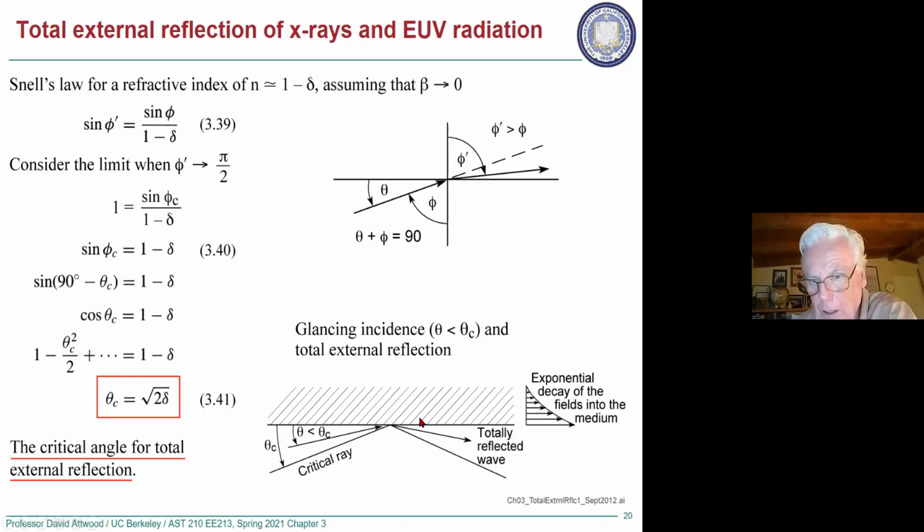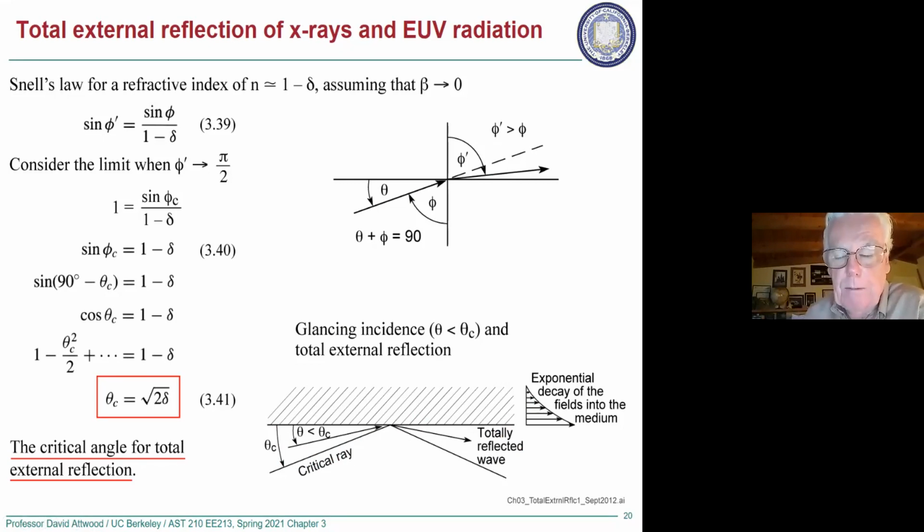And when it runs along the interface, the refracted wave doesn't go into the material, it propagates along the interface. And if you make this a little bit smaller than the critical angle, the evanescent decay into the material is very quick. And absorption becomes very small, and you can wind up getting very close to 100 percent reflection, even for X-rays, which is really unusual, as we'll see in a moment.